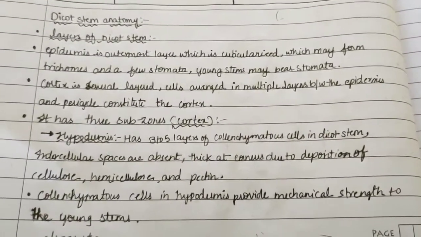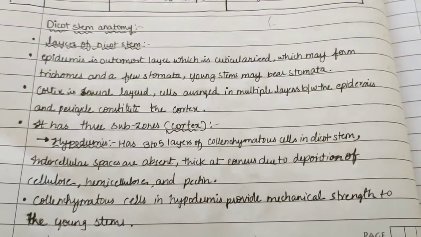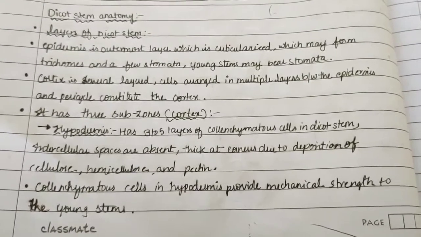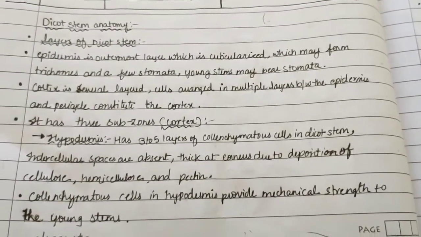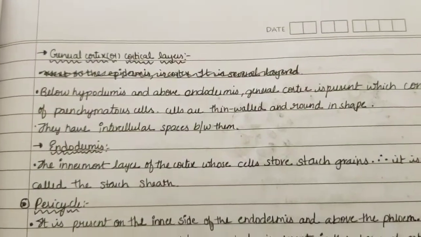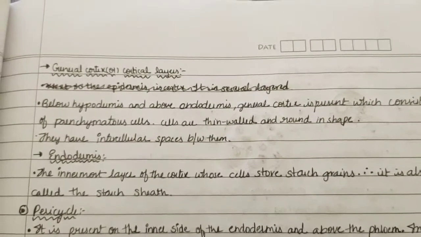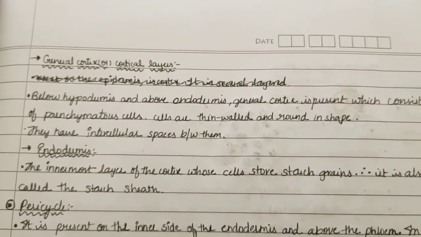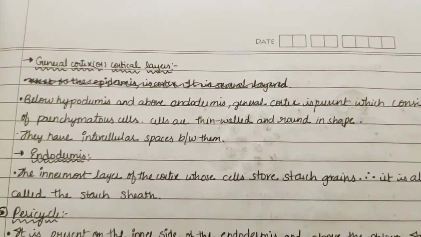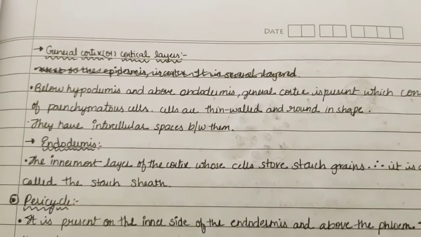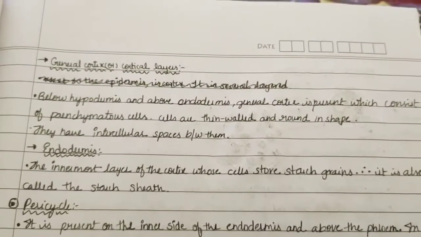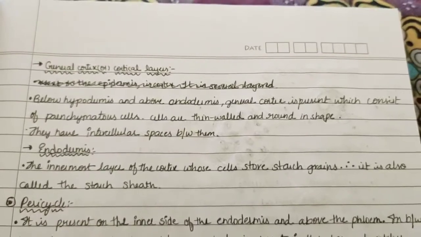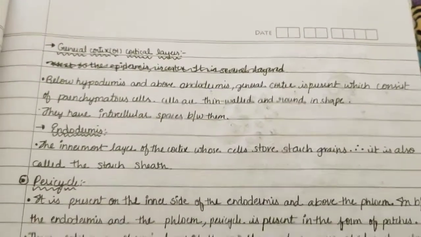Cortex has sublayers. Hypodermis first: it has 3 to 5 layers of collenchymatous cells in dicot stem. The intercellular spaces are absent, thick at corners due to deposition of cellulose, hemicellulose and pectin. The collenchymatous cells in hypodermis provide mechanical strength to the young stems. Below hypodermis and above endodermis, the general cortex is present, which consists of parenchymatous cells. Cells are thin-walled and round in shape. They have intercellular spaces between them.